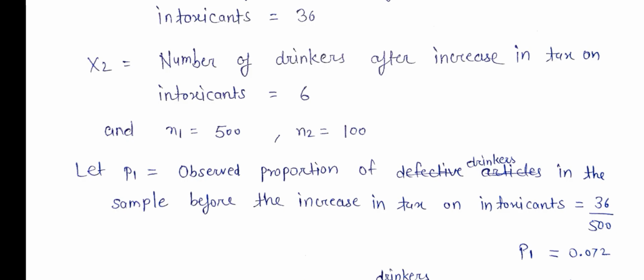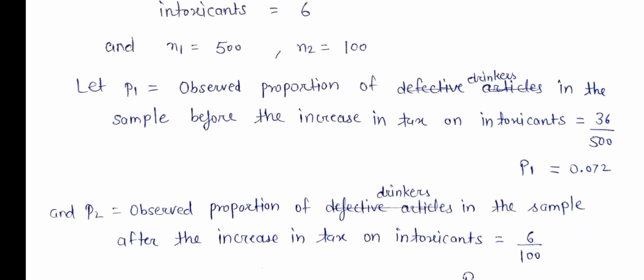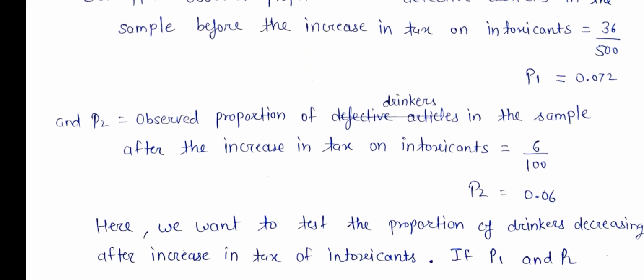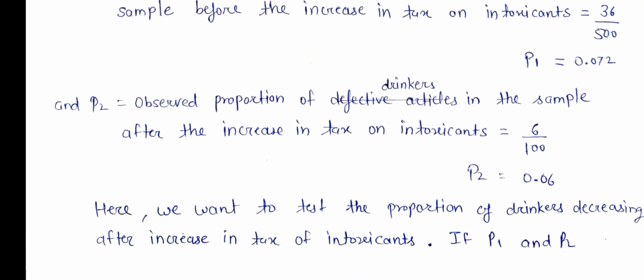And p1 is equal to the observed proportion of drinkers in the sample before the increase in the tax on intoxicants, 36 upon 500, which is the p1 value. And p2 is equal to the observed proportion of drinkers in the sample after the increase in tax on intoxicants, 6 upon 100, which is 0.06.